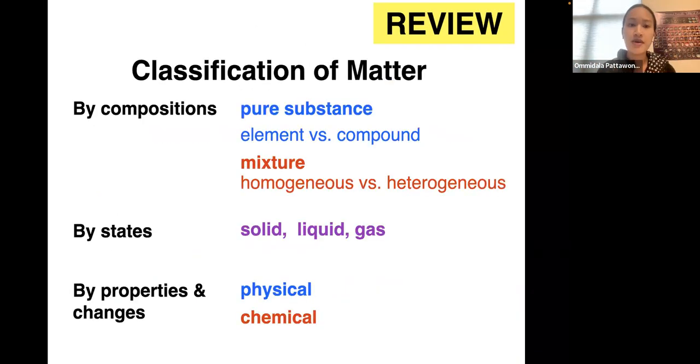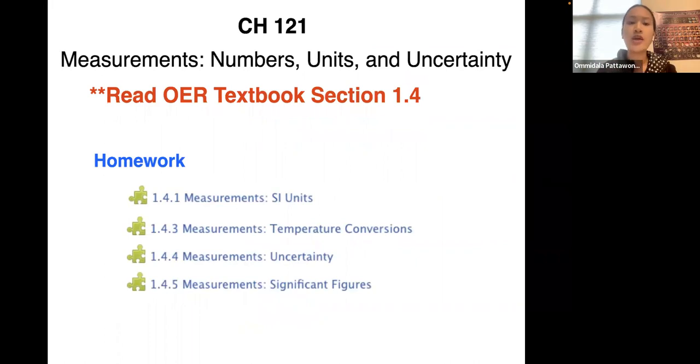So this is the summary of what we covered last time. We're looking at classification of matter by composition, by state of matter, and also by property and changes, or what we call physical and chemical changes or properties. In this chapter, we are going to focus our attention on the measurements that come with studying those changes. When you are studying those changes, you need to design an experiment in order to figure out what changed and what quantity changed. So the measurement that comes with that is what we're going to talk about.